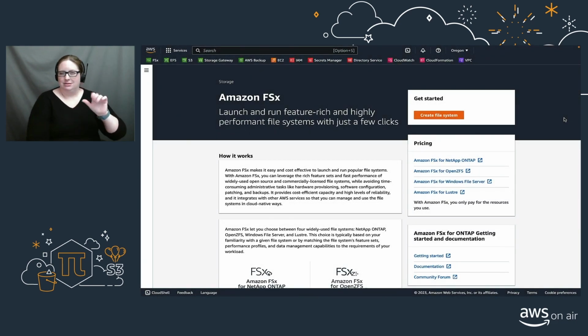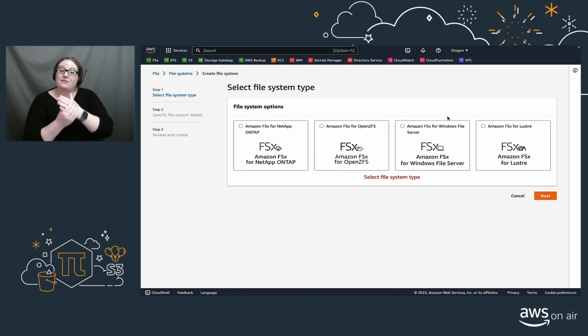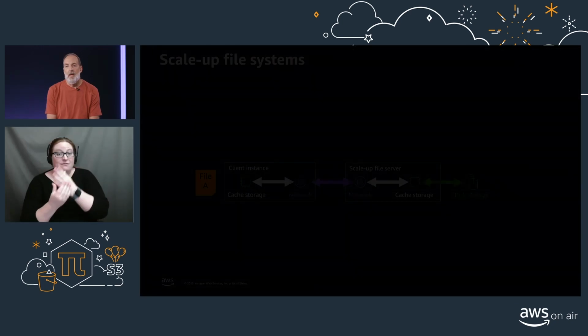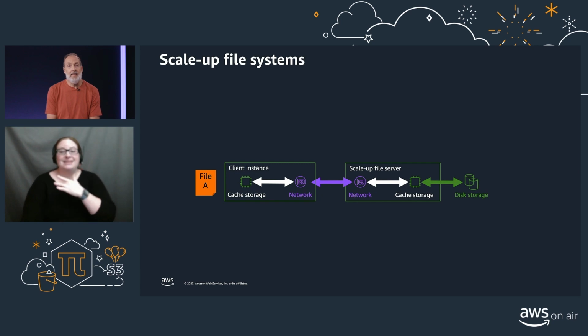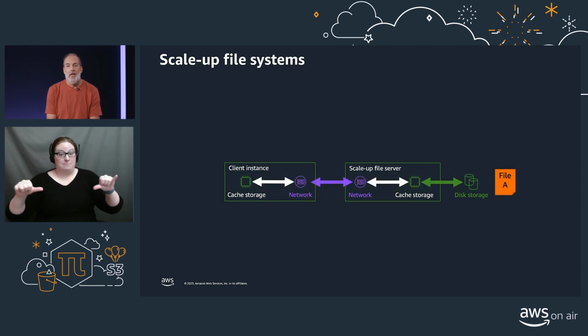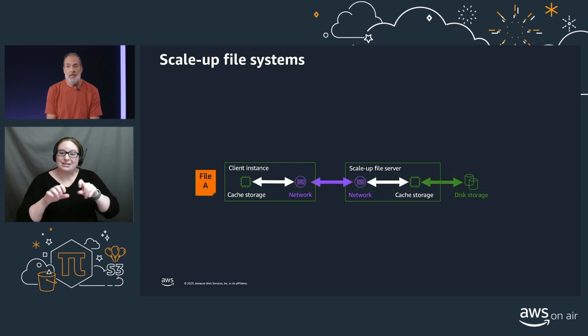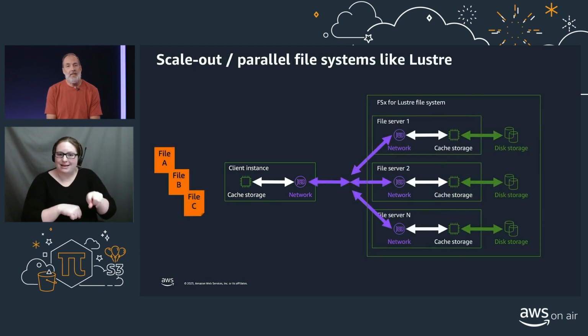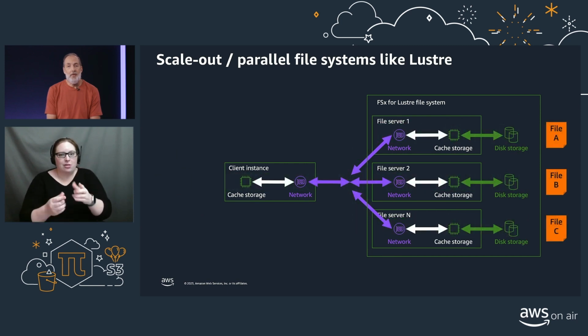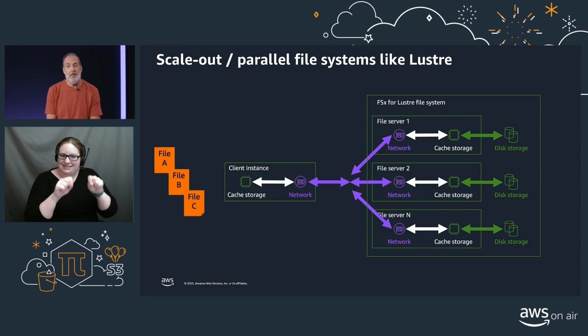To create the file system from the FSx console, I click Create File System. A typical network shared file system is a scale-up file system, meaning that the file system is hosted on a single node. To improve the performance, you need to scale up the resources like network, CPU, disk, and memory on that server, but it's still a single node. Lustre is a scale-out or parallel file system, meaning that there are multiple file servers hosting the file system. In order to get better performance, you add additional file servers, and the Lustre client can access all these file servers in parallel.